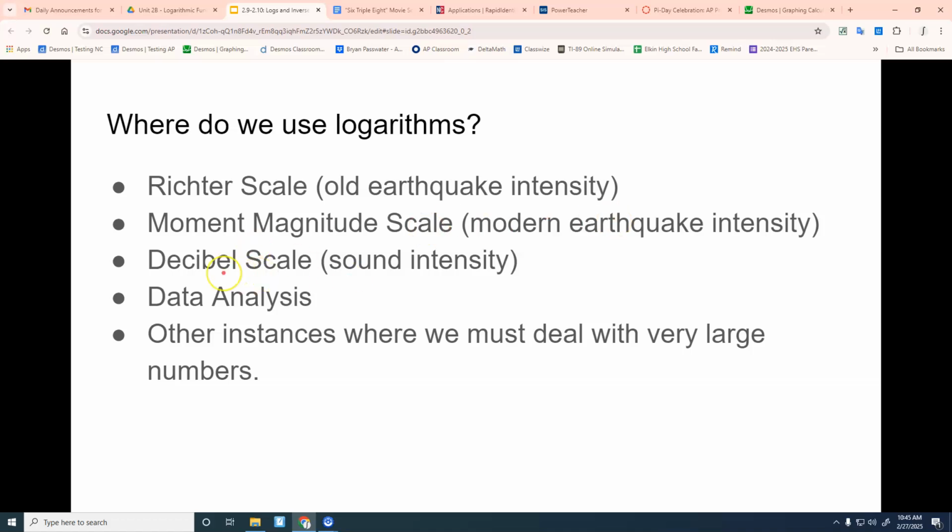The decibel scale also works that way. It's for sound intensity. We had a problem that was talking about decibels earlier. So whenever you go, I think decibels, from 20 to 30 is actually multiplied by 10, and then 30 to 40 would be multiplied by 10 again. So from 20 to 40 would be 100 times more, 100 times louder. Logarithms are used anytime you have data where you're dealing with really, really big numbers.